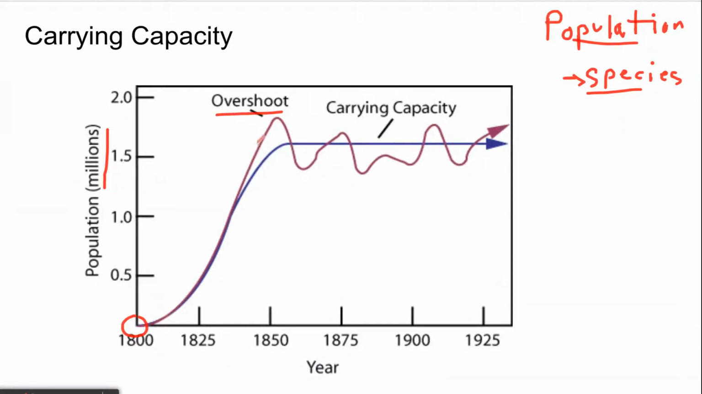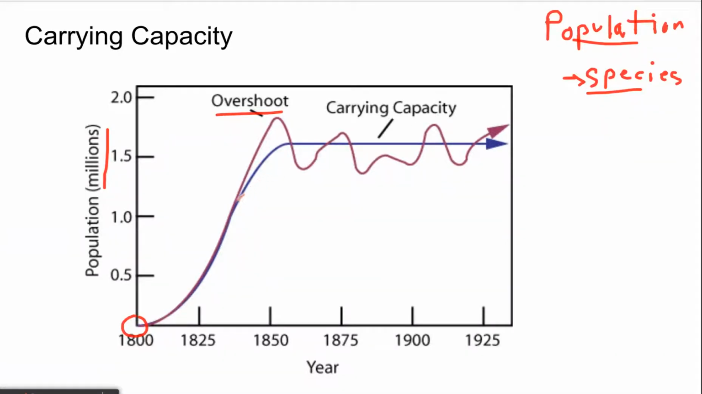Overshoot just means that we'll go up and go over what the resources in the ecosystem can actually sustain. And then we'll get this fluctuation, and it's pretty natural for things to fluctuate up and down. That's just the laws of nature. Sometimes you'll have good years, sometimes you'll have bad years.